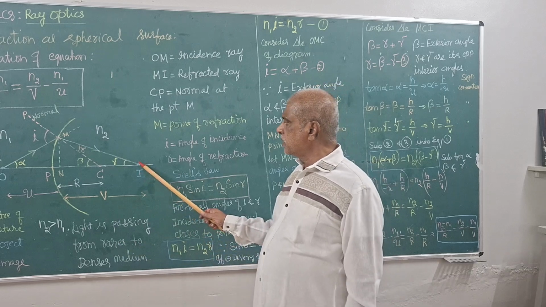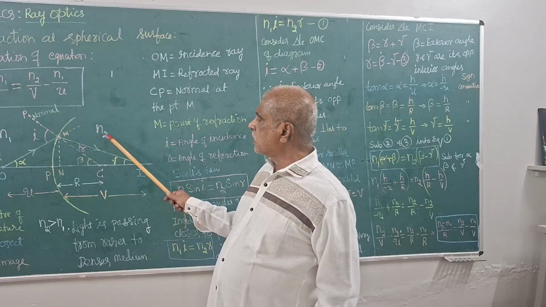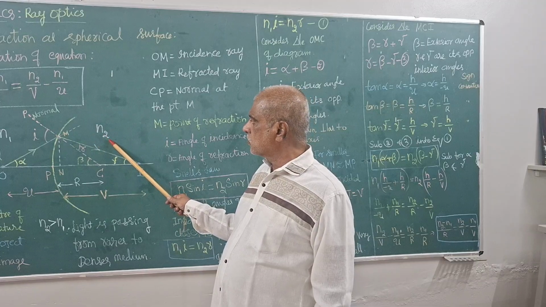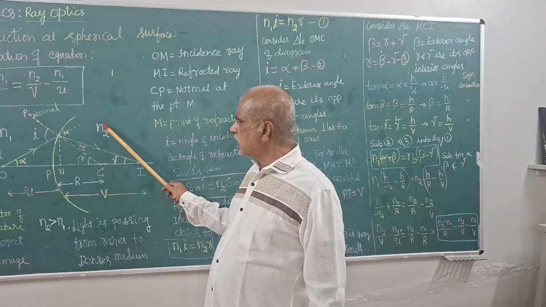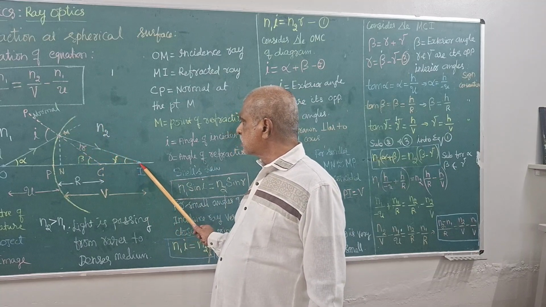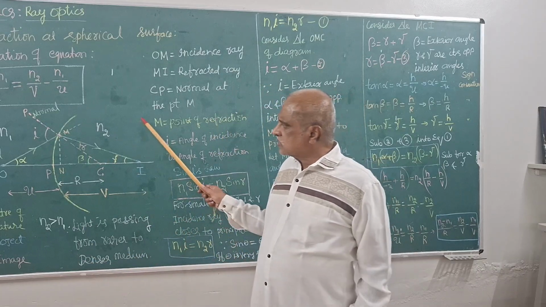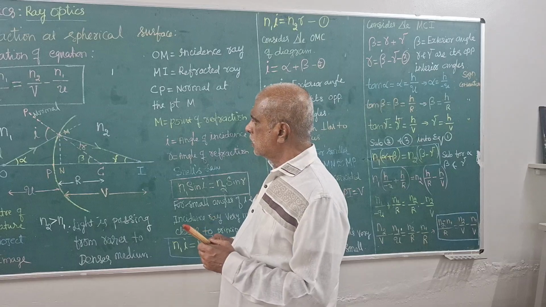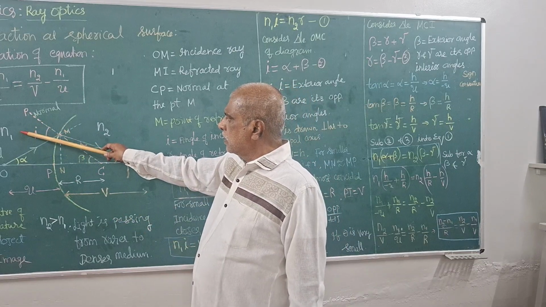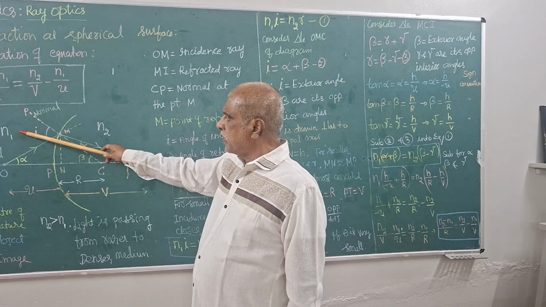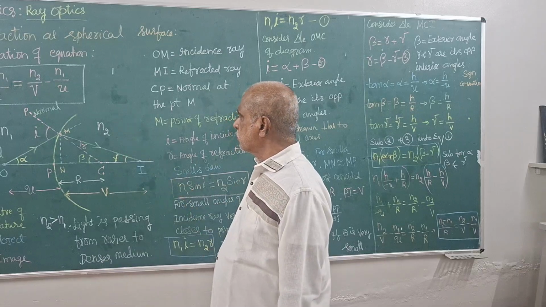The position of the image on the principal axis depends on the refractive index N2. If it is higher, more bending, and if it is lower, less bending. It will decide the position of the image on the principal axis. So in this diagram, we have some parameters. This is one parameter, the refractive index of the rarer medium. This is another, the refractive index of the denser medium.